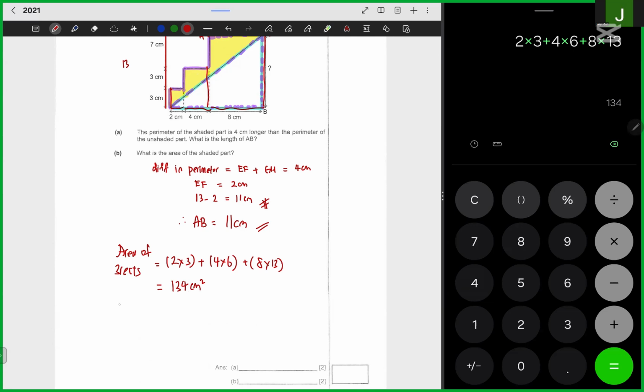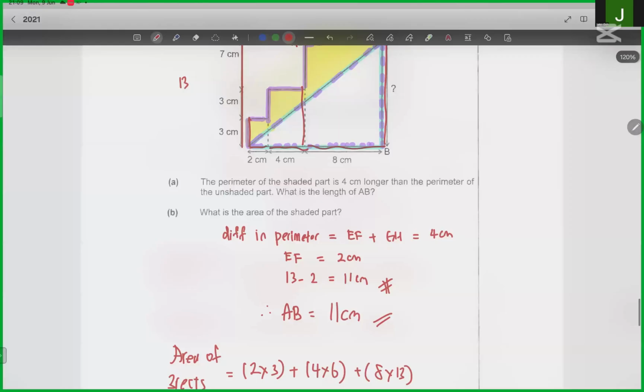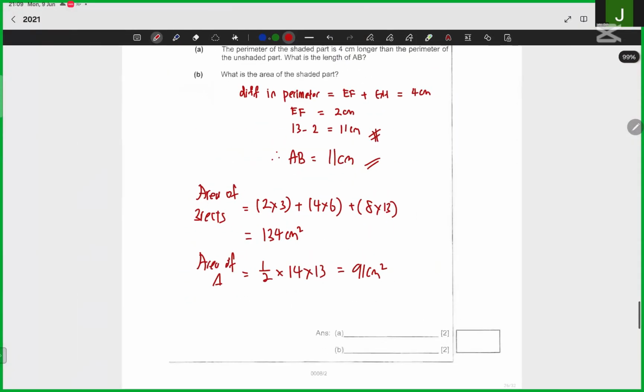The area of the triangle will be half times base times height, 14 times 13, that is equal to 91. So the area of the three rectangles is the total, and the 91 is the unshaded, so the shaded will be 134 minus 91, 43 centimeter square, right?